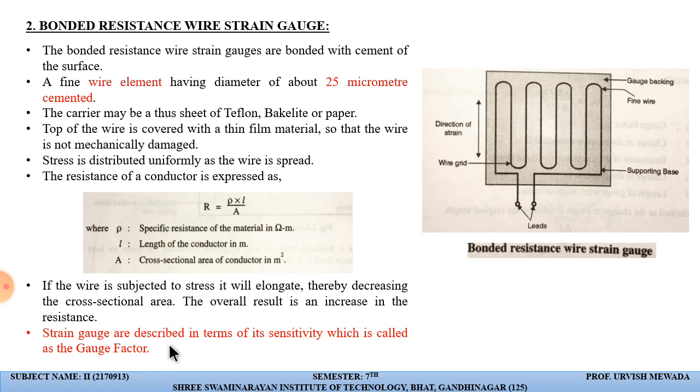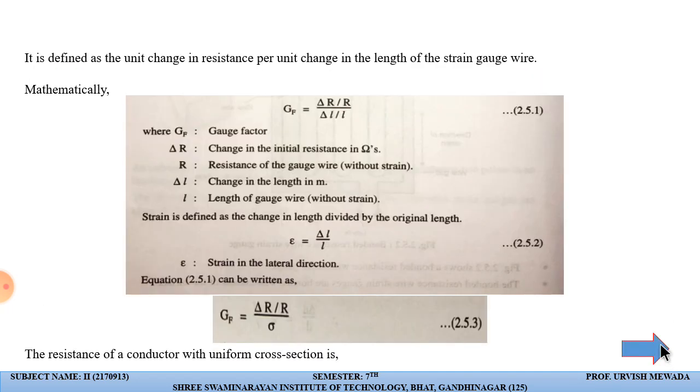Now strain gauges are described in terms of their sensitivity, which is called the gauge factor. Each and every strain gauge has its own sensitivity, and from the sensitivity we can define the gauge factor of any strain gauge. We derive the equation for the gauge factor in this session. It is defined as the unit change in resistance per unit change in length. As the length of the strain gauge wire changes, the resistance of the material will change.